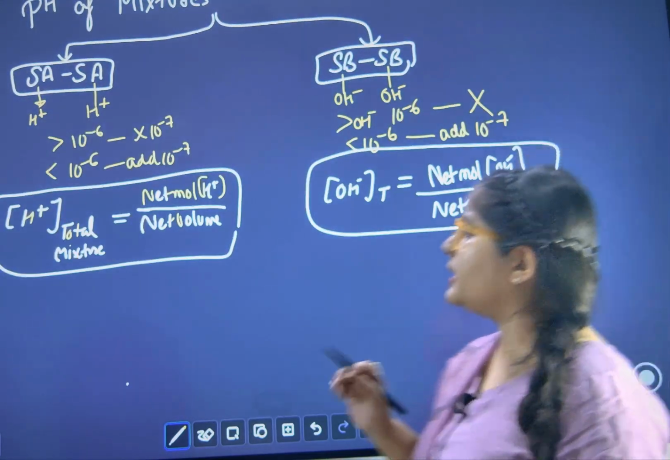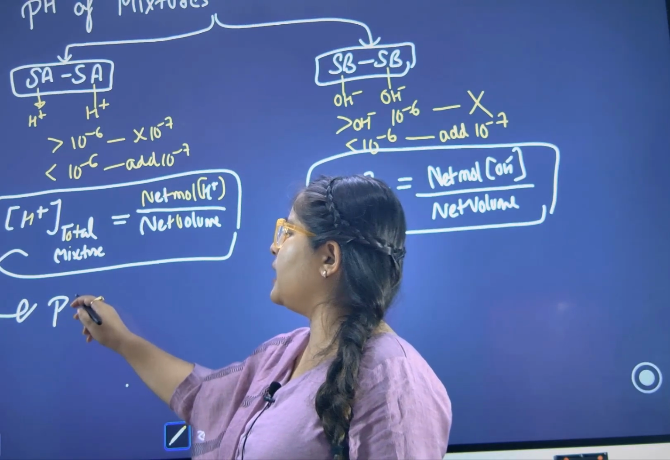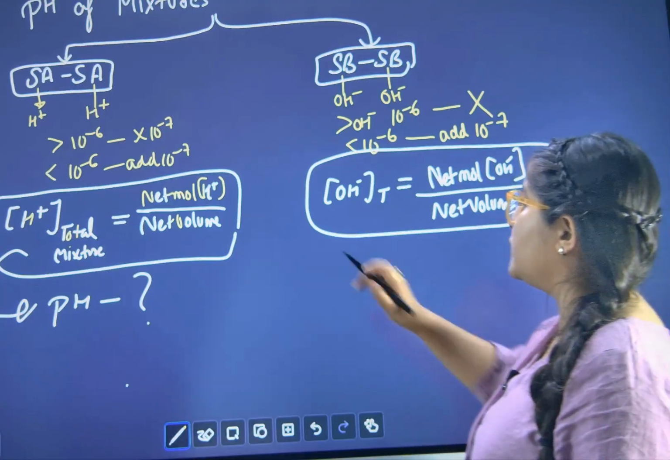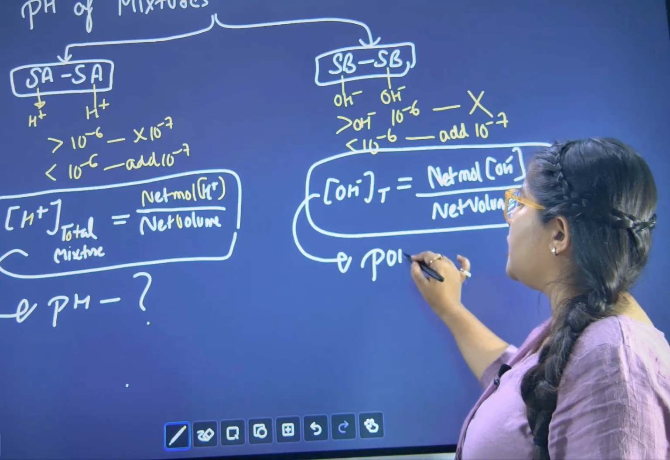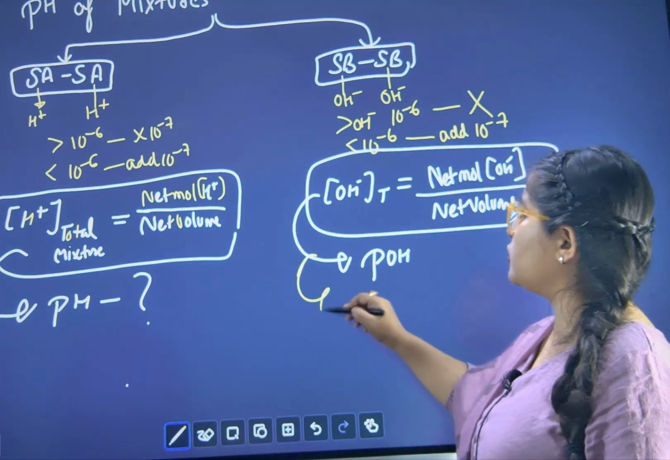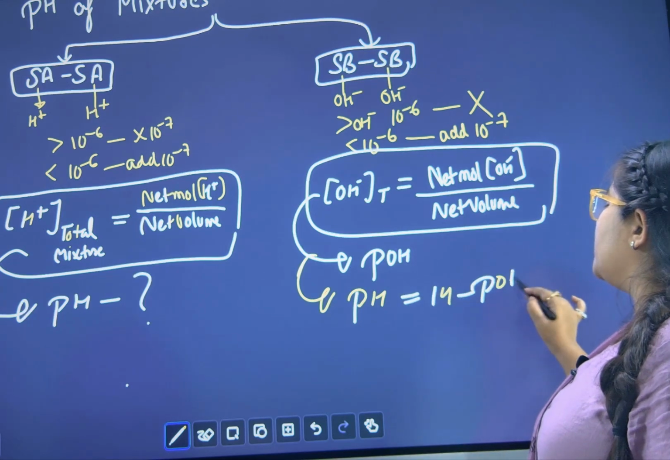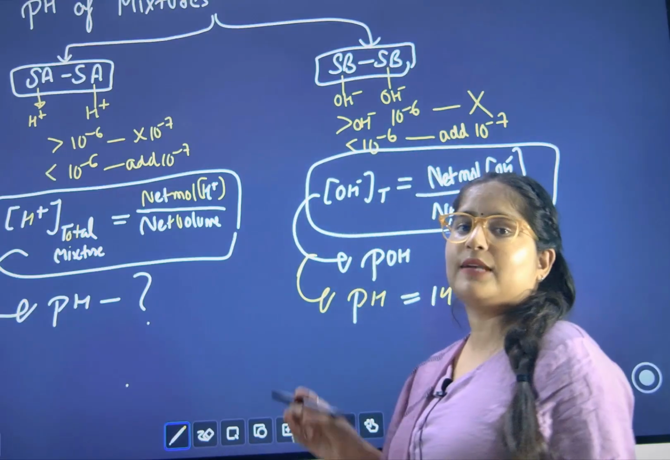After calculating H ion, we can calculate pH directly, no stress. Here we have calculated OH ion, so we can't directly calculate pH. From OH we will calculate pOH, and after calculating pOH we will calculate pH. What is the formula? pH equals 14 minus pOH. Everything is clear? Fine.